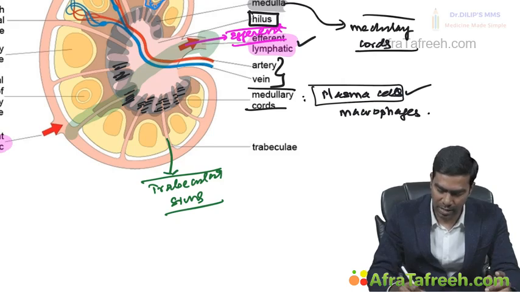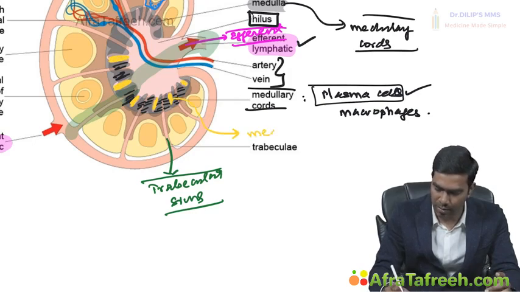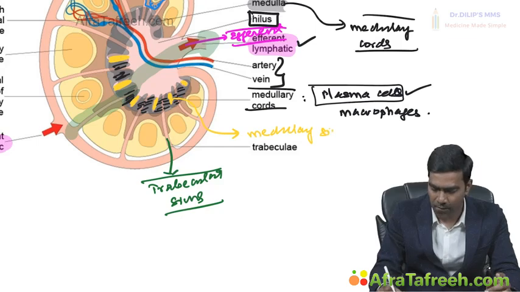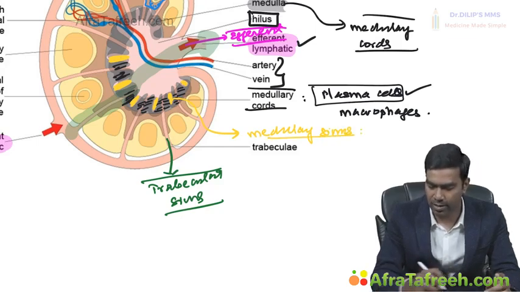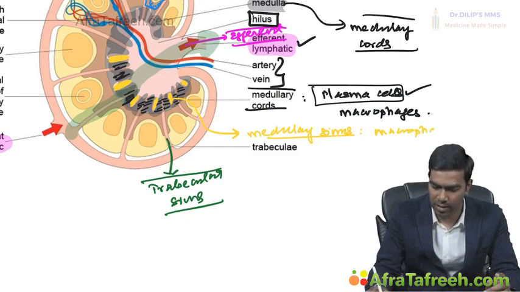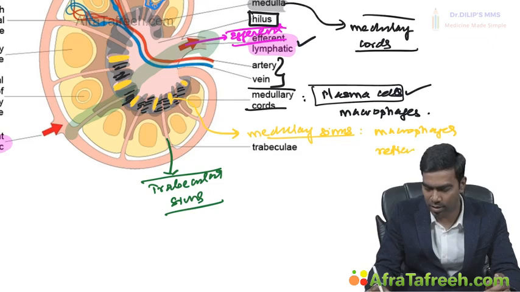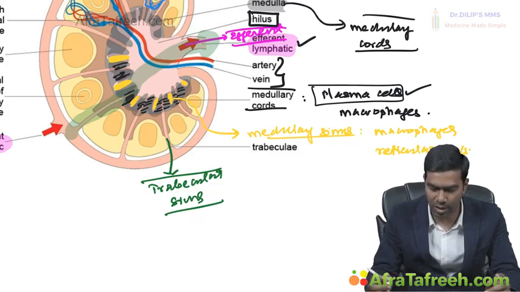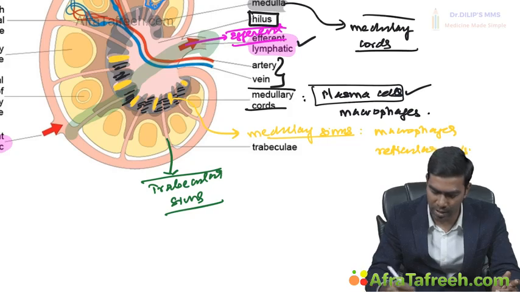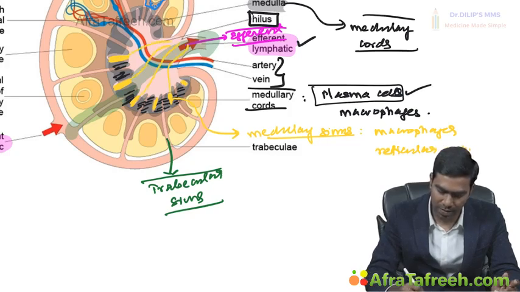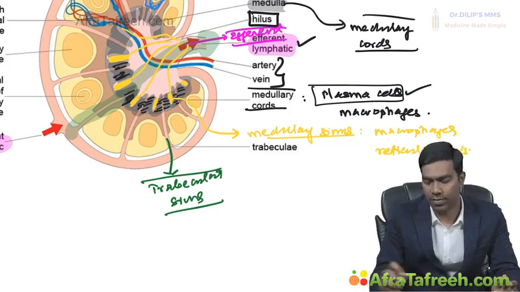And typically these areas, which I am going to put in dots, or we can use a different color, maybe some yellow, are what we call the medullary sinus. These medullary sinuses will again contain macrophages and reticular cells. The medullary sinus is the one that is connected to the efferent lymphatics. You can see this medullary sinus is connected to the efferent lymphatics. So that is very important.